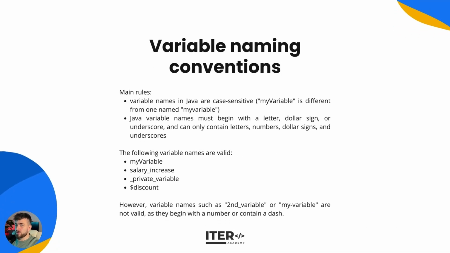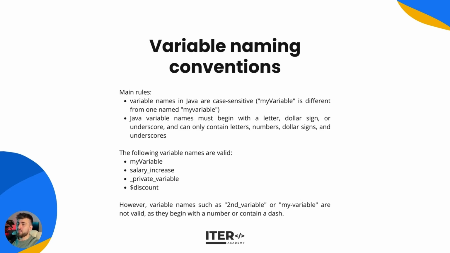First and foremost, it's important to understand that variable names in Java are case sensitive. This means that a variable named myVariable in camel case is different from one named myvariable in lowercase. Java variable names must begin with a letter, $ sign, or underscore, and can only contain letters, numbers, $ signs, and underscores.